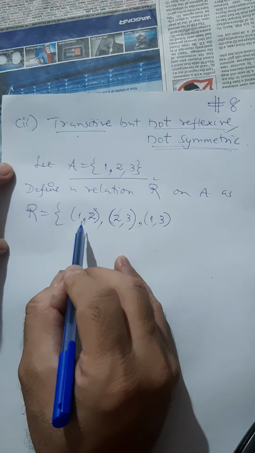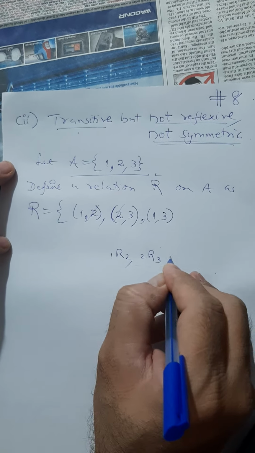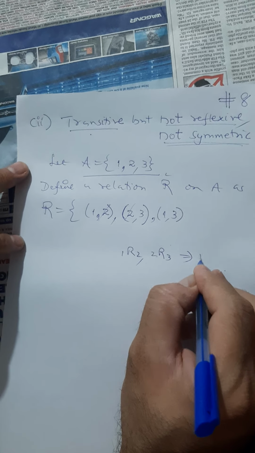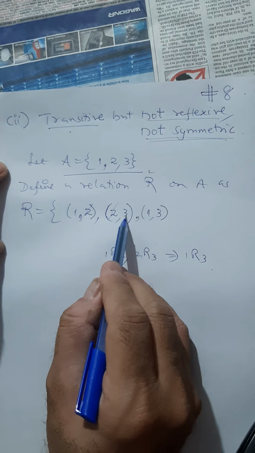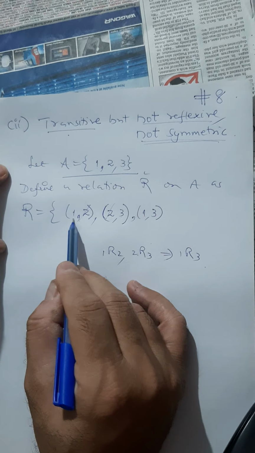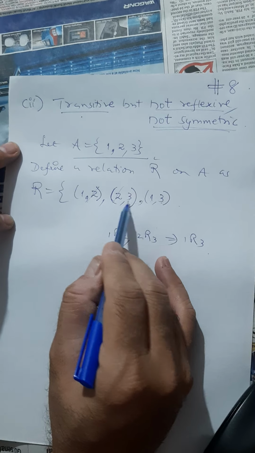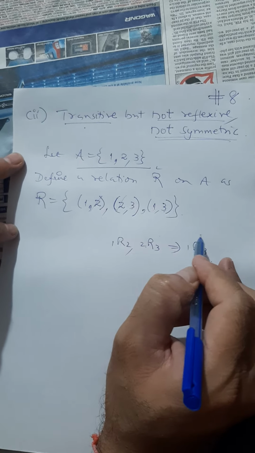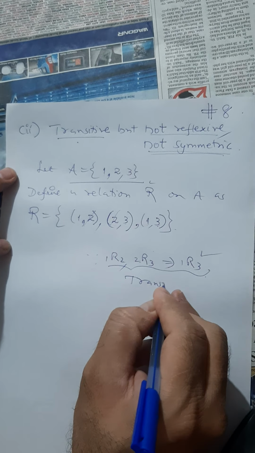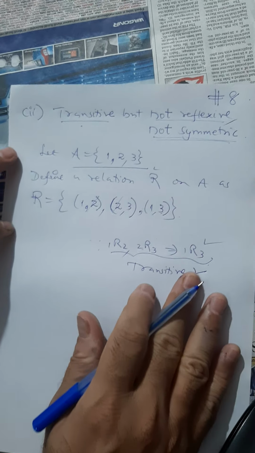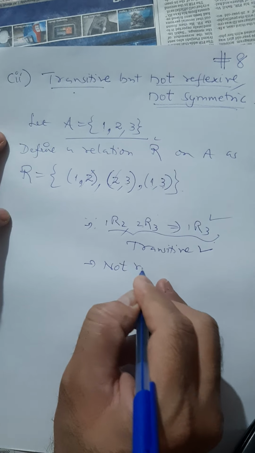Now you check for this. Here 1 related to 2, 2 related to 3, it implies 1 related to 3 is there. Now here your 2, 3, do you have any ordered pair having 3 at the first place? No. Here 1, 3, do you have 3 at the first place in this? No. So you can say that because of this it is transitive. This much you can notice now, it's transitive. Not a reflexive, which is obvious.